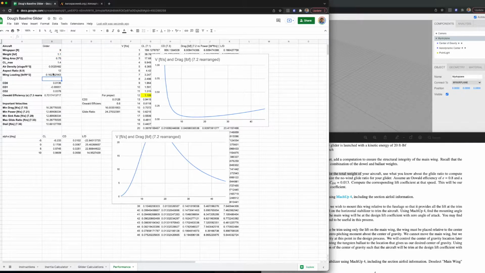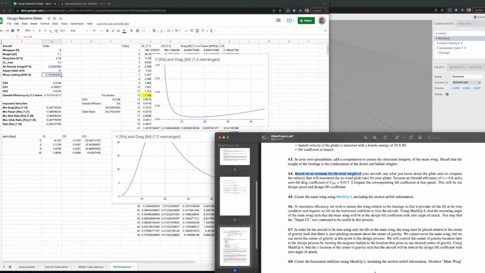This is really low wing loading, right? So 0.16 pounds per square foot. That's a pretty low wing loading. And so now we're saying assume an Oswald efficiency of 0.8 and a zero lift drag coefficient of 0.013. Compute the corresponding lift coefficient at that speed. But what we want to find is the velocity that will maximize the no-wind glide ratio.